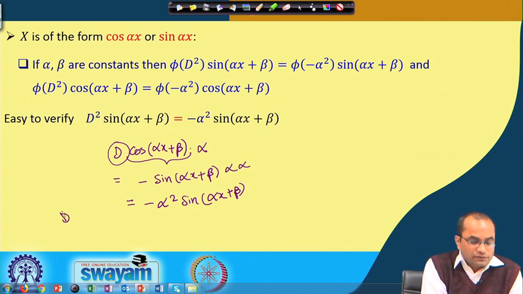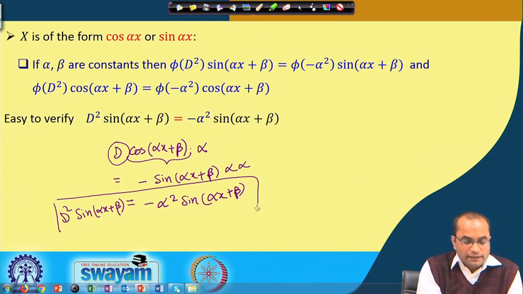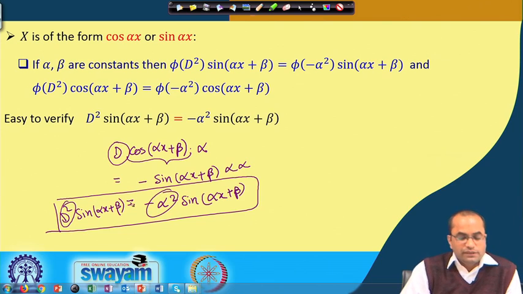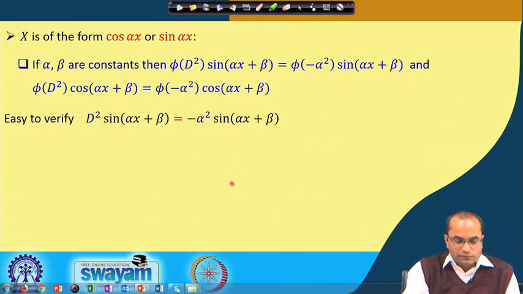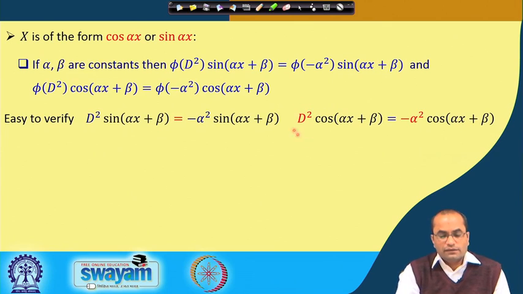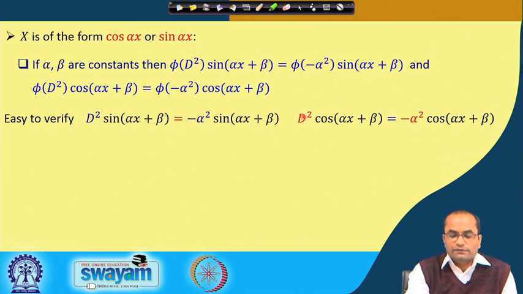So, this was the result of D square on sin(alpha x plus beta), and as a result we see that D square is replaced simply by minus alpha square. The same we can prove for the cos function. Having this result, we realize that, same for the cos, phi of D square will be replaced by phi of minus alpha square.